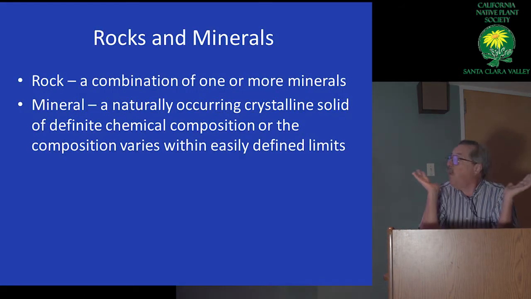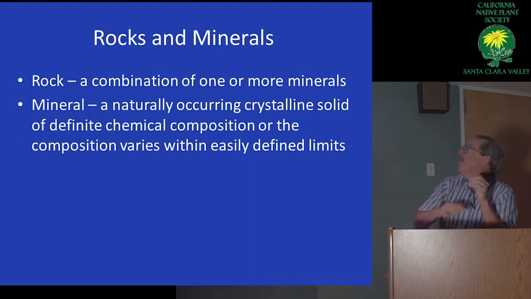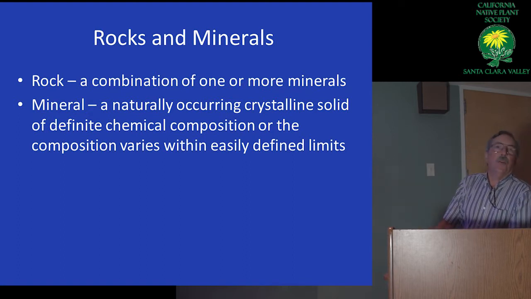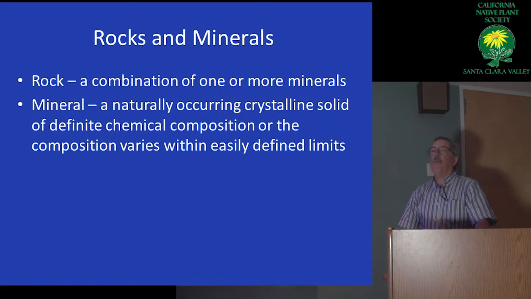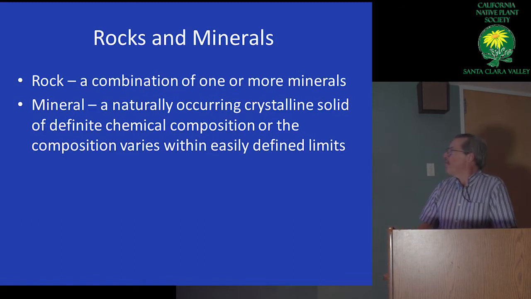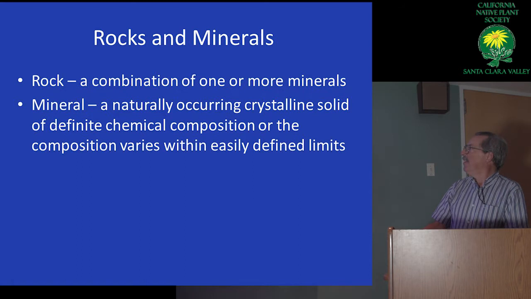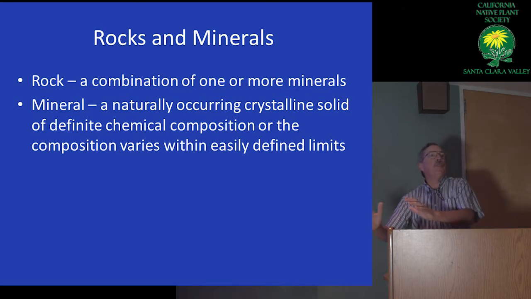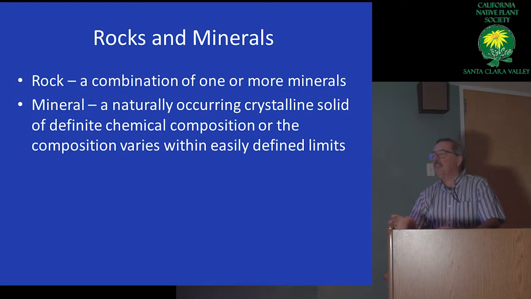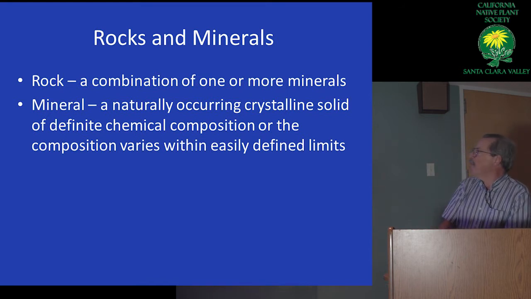So now, why did this all occur? What is the connection between rocks and minerals? Well, first of all, we need to know what a rock and a mineral are. So, the definition of a rock: it's a combination of one or more minerals. Okay, what's a mineral? Well, it's a naturally occurring crystalline solid with a definite chemical composition, or one that varies within predictable, easily defined limits. So next slide.